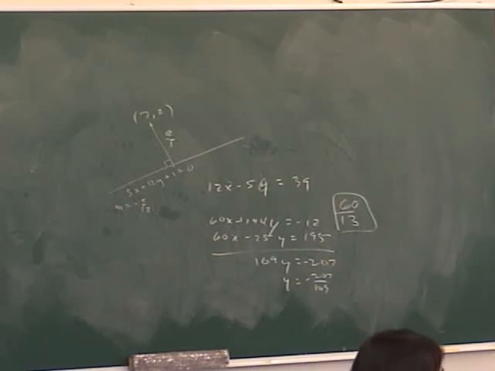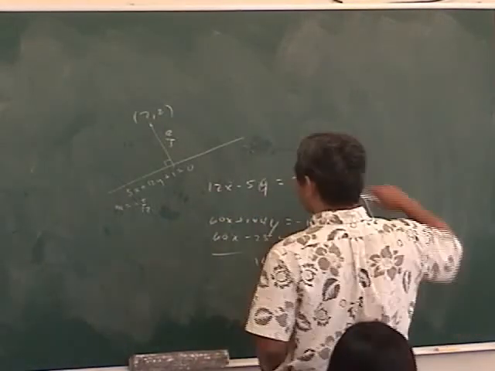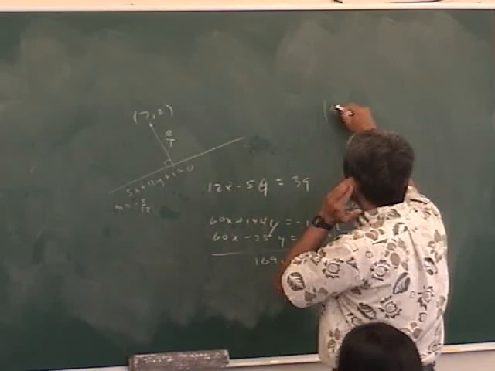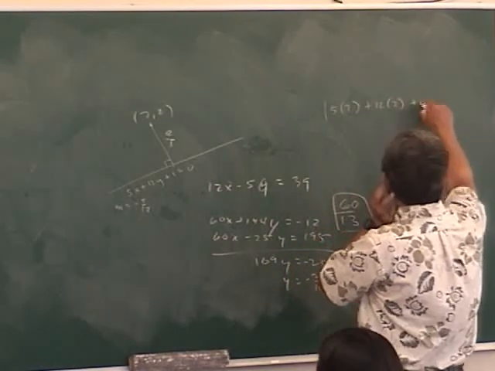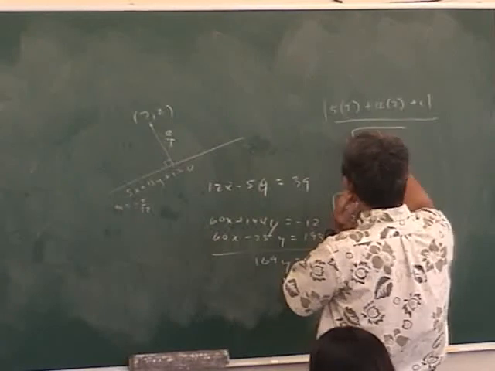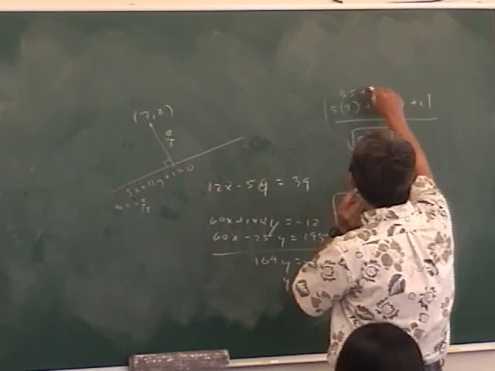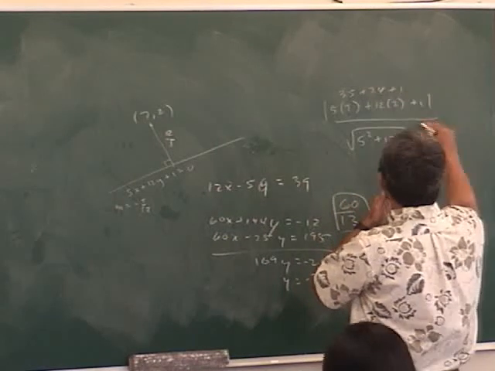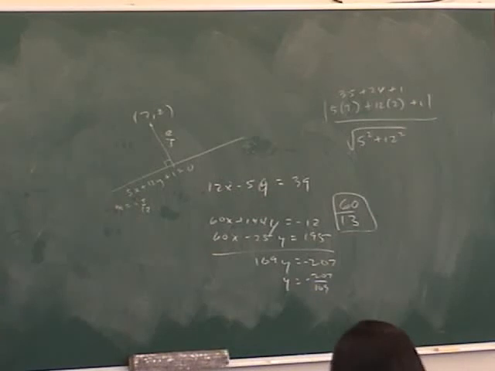Well, if we use the formula, let's see. We confirm it by using the formula. Absolute value of 5 times 7 plus 12 times 2 plus 1, all over the square root of 5 squared plus 12 squared. So that's 35 plus 24 plus 1, 60 over 13, correct. But how do we know you didn't just do the formula in your head? I did do the formula.